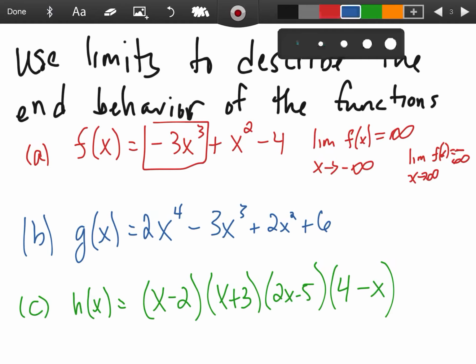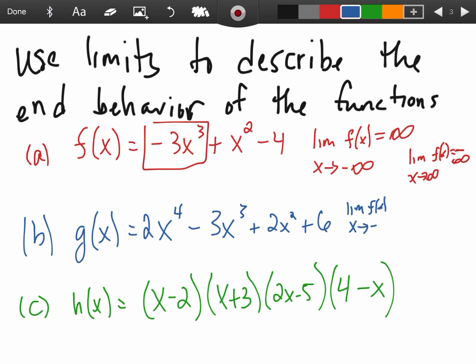For this next one, we have positive x to the 4th, so that's going to look the same as positive x squared. The limit of f of x as x goes to negative infinity, both arrows are going to point up, so that arrow's up. And as we go to the right, that arrow is also pointed up.